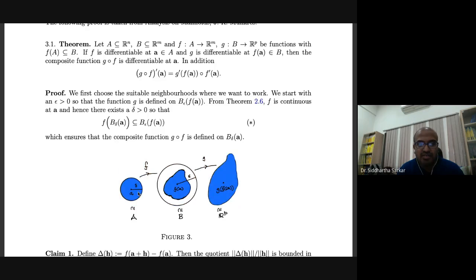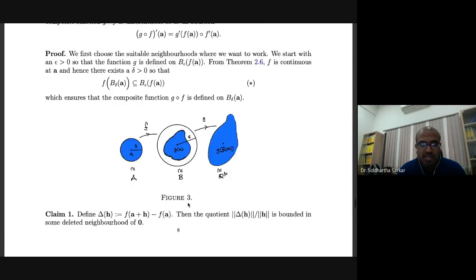So I take the first delta neighborhood of a. This particular ball over here might go to something weird, but this is going inside that particular ball over here, that comes from the definition of continuity. Given an epsilon positive, there should be a delta positive, so that the delta ball around a maps to the epsilon ball around f(a) over here.